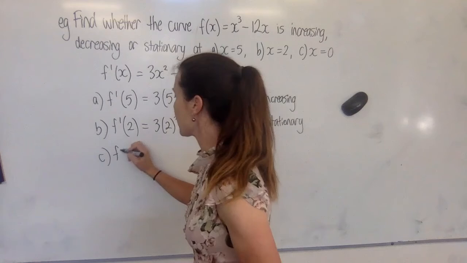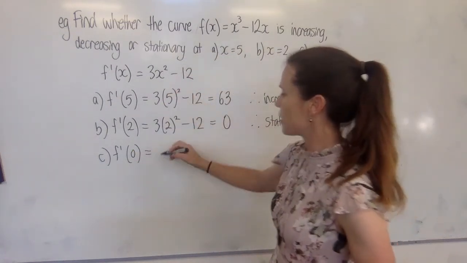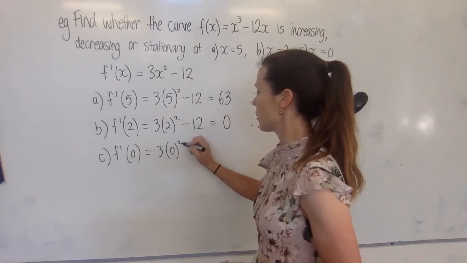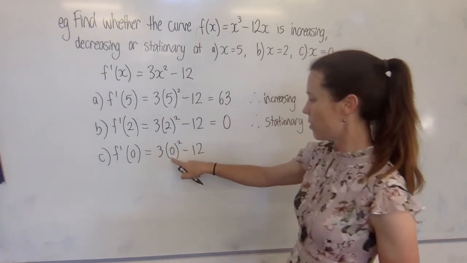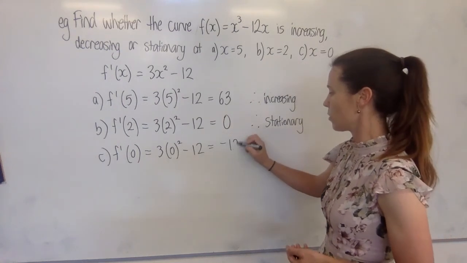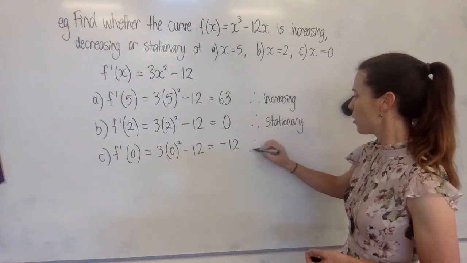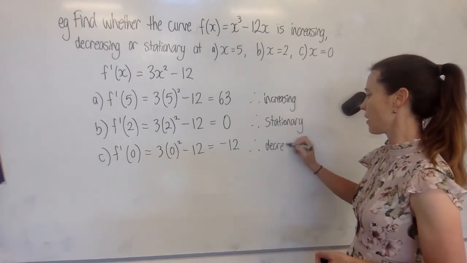And investigating the last point, when x equals 0, what is the gradient? Sub in 0 for our x, and we have 0 squared is 0, times 3 is still 0, minus 12 is minus 12. And that's a negative gradient, which means it's going this way. So then the curve is actually decreasing at that point.